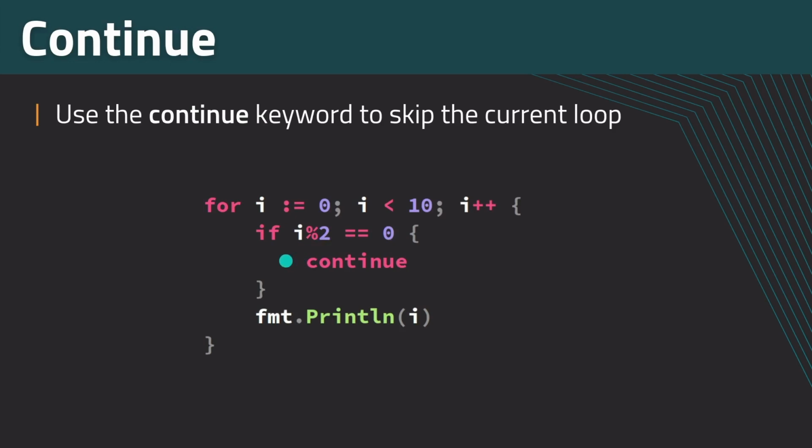So what this will do is skip every iteration where I is an even number. That means as soon as continue is hit, we'll go straight up here and we'll do the condition check again. So this code will never get executed down here if the continue is hit first. However, if we have an odd number, then this will be false, and continue will not be executed, and therefore we will print out the odd numbers.